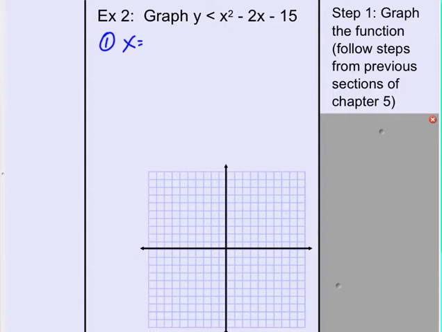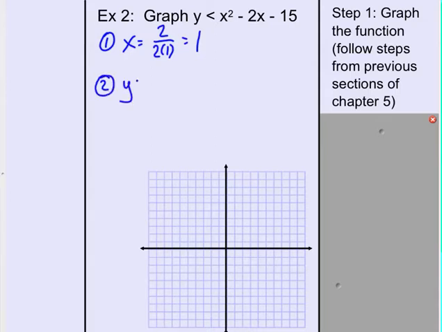So my b in this case is negative 2. The opposite of that is 2 over 2 times a, which is 1. So again, the axis of symmetry is x equals 1. Remember, that means that our vertex occurs somewhere along that line. So our x-coordinate of our vertex is 1.